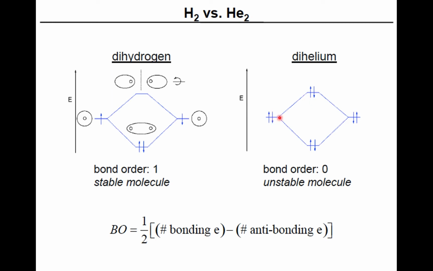And if we want to think about this a little bit more deeply, the 2 electrons going up are going up more than the 2 that are going down. So this is actually worse than 0. These are forcing one another apart. And so that's why dihelium can never form.